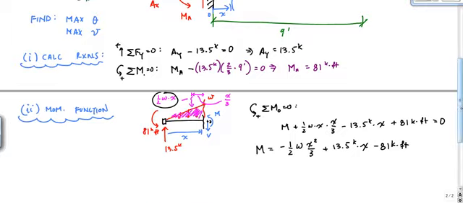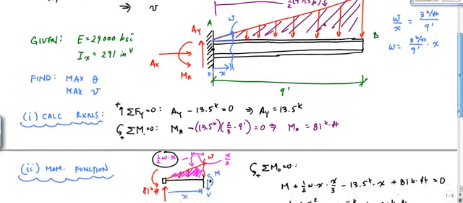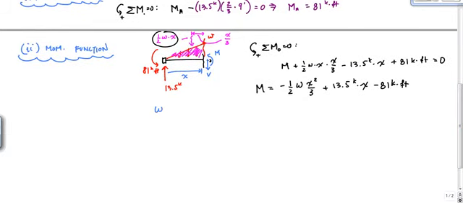And w, if I go back up here, w is associated with that point right there. By similar triangles, I can figure out what w is. So w over x is equal to 3 kip per foot over 9 feet. That means w is 3 kip per foot over 9 feet times x, which means w is 3/9, or 1/3 kip per foot squared, times x.